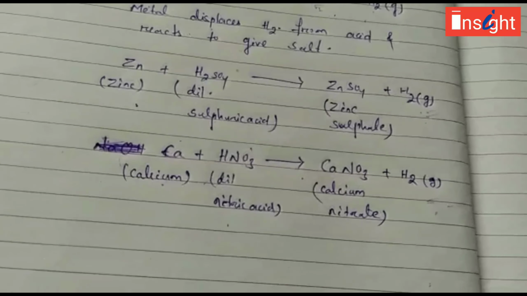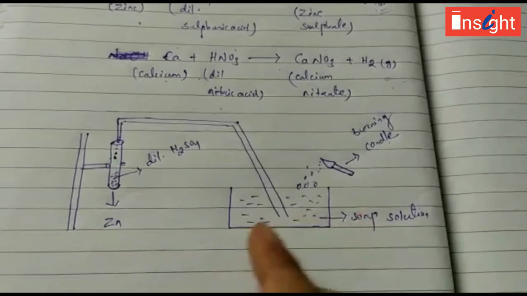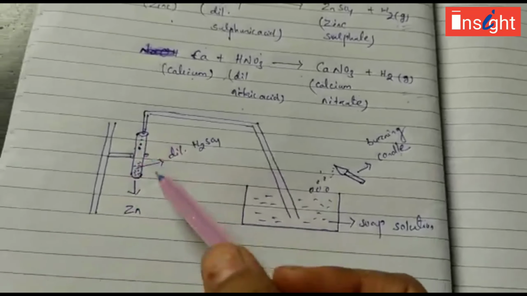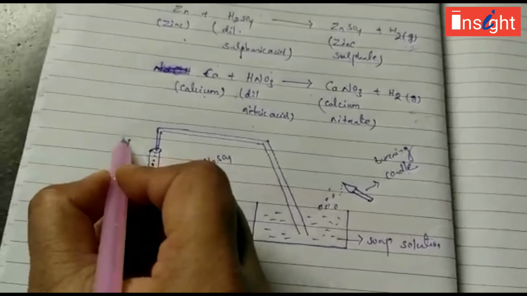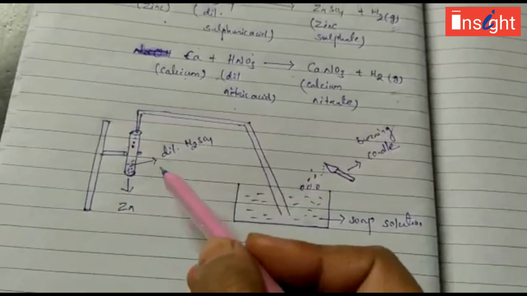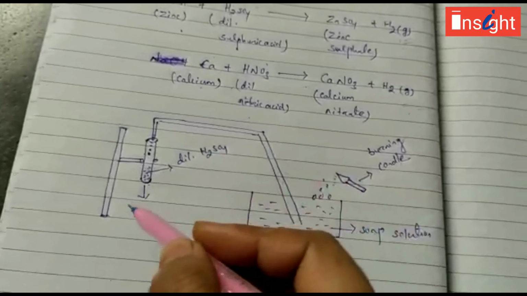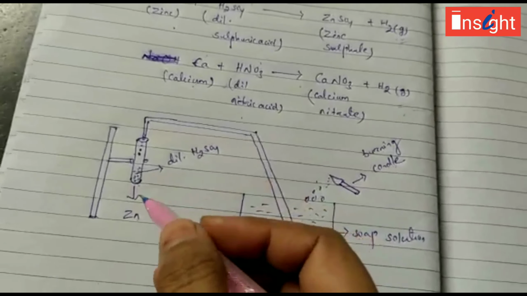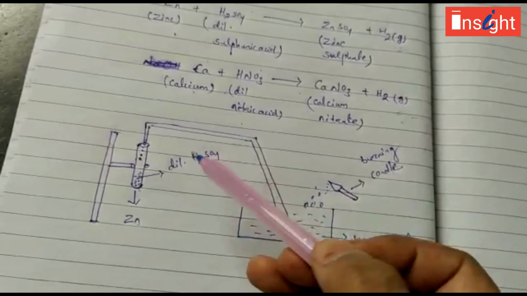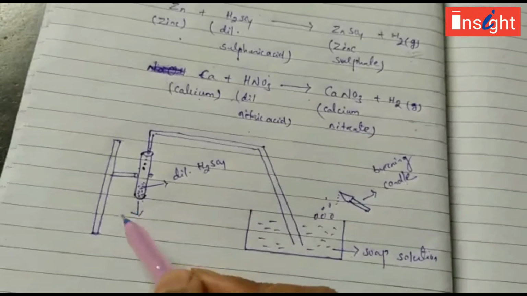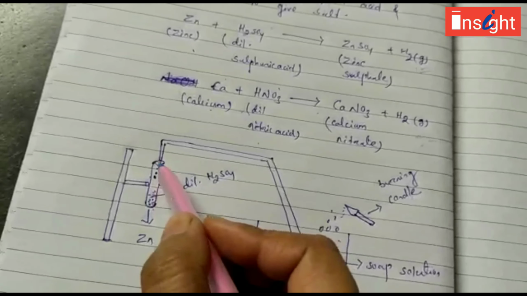For this, I will explain it with a setup. You can see here, in a test tube we will take some zinc granules. Then with the zinc granules we will add dilute H2SO4, that is dilute sulfuric acid. Then we will see that after adding zinc and dilute H2SO4, gas is released.